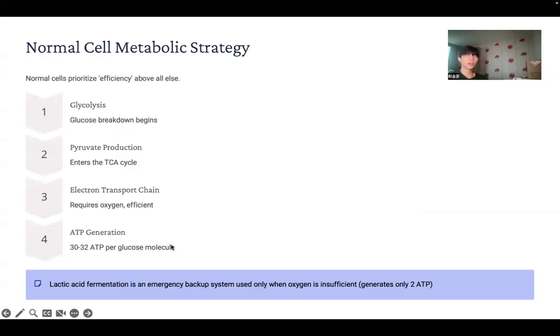Normal cells prioritize energy efficiency. Glucose is converted into pyruvate through glycolysis, and this pyruvate enters the TCA cycle and electron transport chain in mitochondria, producing about 30 to 32 ATP per glucose molecule. They switch to lactate fermentation only when oxygen is limited. So, under normal conditions, mitochondrial oxidative phosphorylation is always preferred.